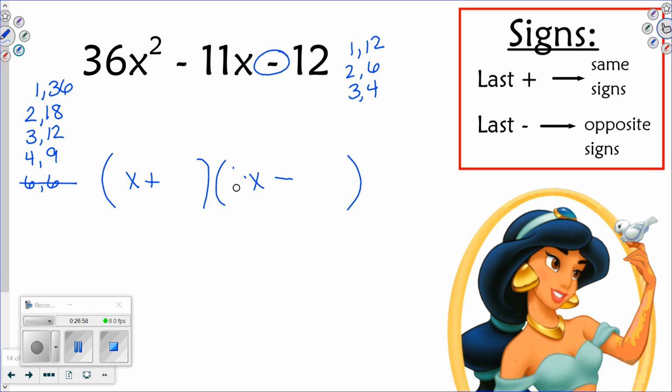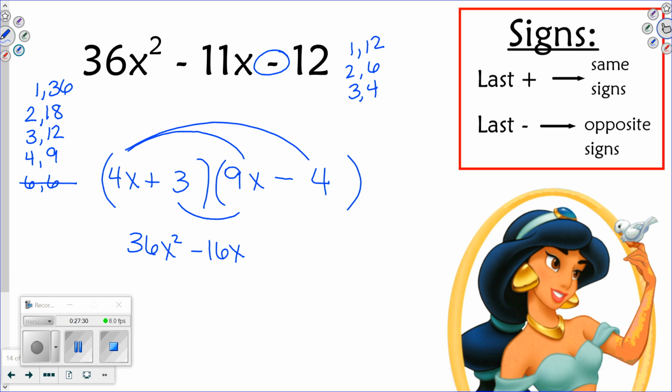Okay, another option. 4 and 9. We'll just kind of work our way up, huh? So if I go 4 and 9, okay, what option over there? 3 and 4? No GCF? No GCF. Okay, we got something we can actually check, right? We're okay so far. So if we check, we get 36x squared minus 16x plus 27x minus 12.